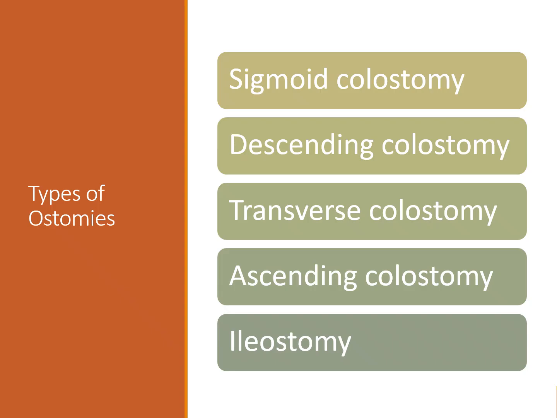There are different types. There's the ileostomy, which is created from the ileum, which is a part of the small intestine. It eliminates liquid fecal content. A colostomy is created from the colon. It eliminates formed feces. It's classified by its location: ascending, transverse, descending, sigmoid. And I'm going to have some diagrams on the next slides.